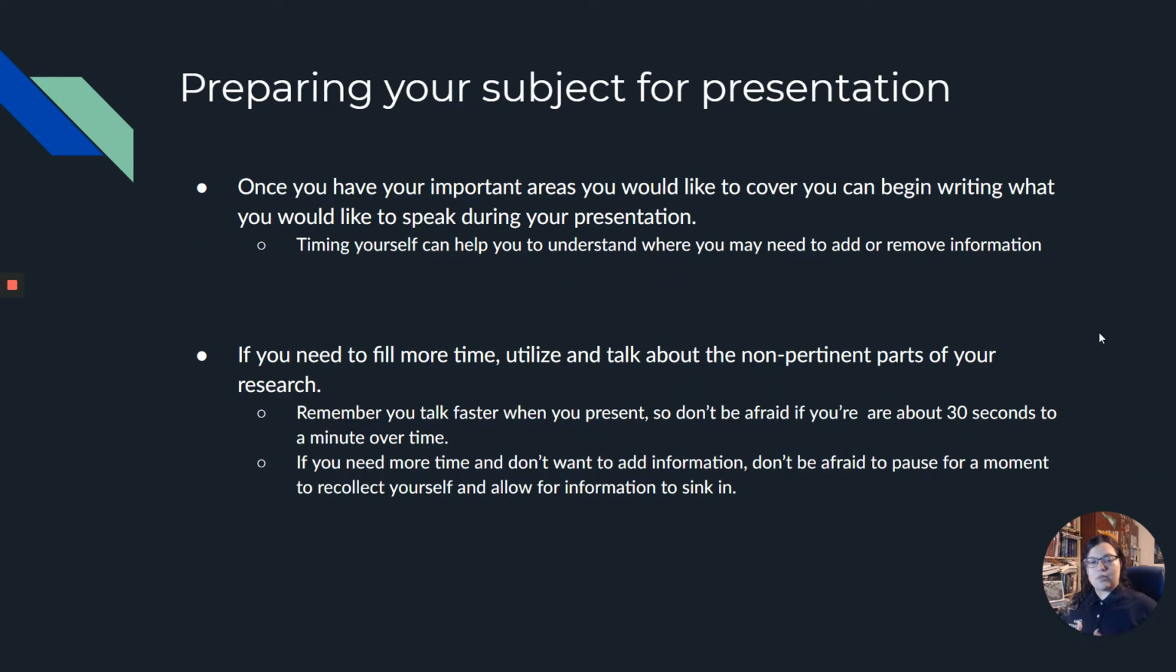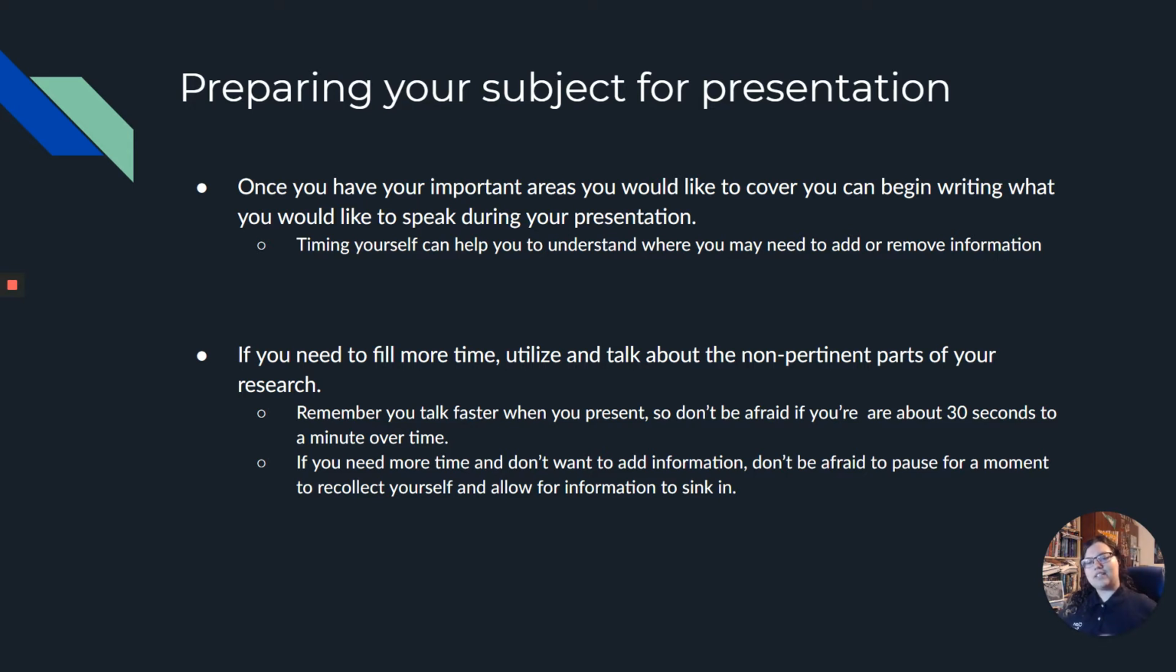So the first thing you really need to do is sit down and do your research, or read through what you're going to be presenting. Once you have the important areas identified that you'd like to cover, you can begin writing what you'd like to speak during your presentation. Timing yourself reading it aloud can help you understand where you may need to remove or add information.